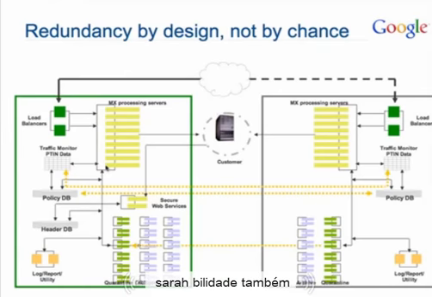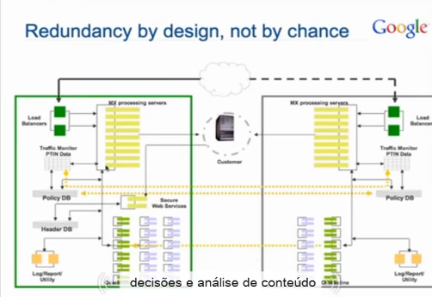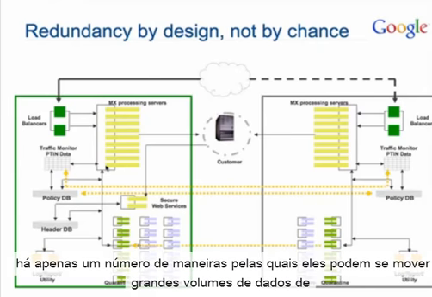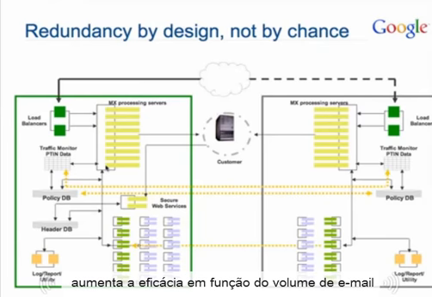So our ability to look at the behavior of a server made us much less dependent on decisions and analysis of the contents of the message payload. It turns out that while spammers and phishers have a great deal of control over the message payload, there are only a number of ways in which they can move large volumes of data through the internet. We're fortunate that this technique allows us to dramatically lower our false positive rate, and incidentally, its effectiveness increases as a function of the volume of mail that we handle.